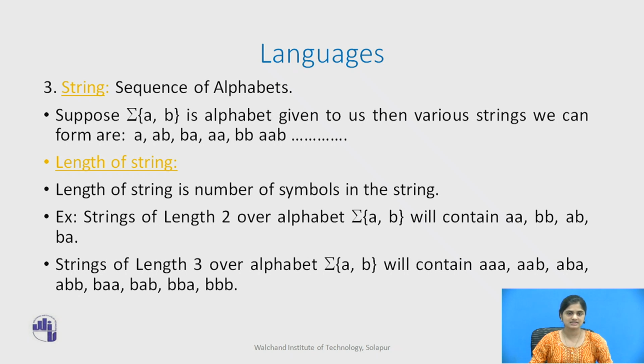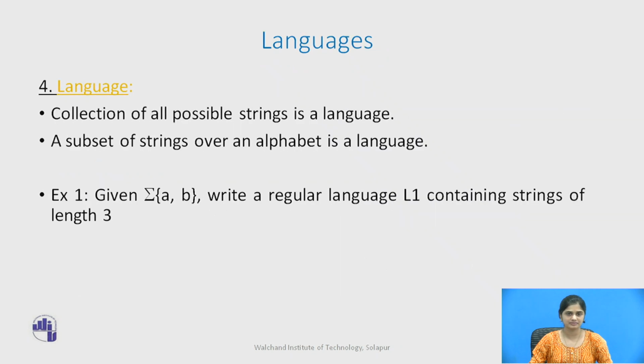For example, strings of length 2 over an alphabet with symbols a, b will contain 4 strings: aa, bb, ab and ba. Similarly, strings of length 3 over the alphabet with symbols a, b will contain aaa, aab, aba, abb, baa, bab, bba and bbb. So a total of 8 strings can be formed with length 3 over the alphabet a, b.